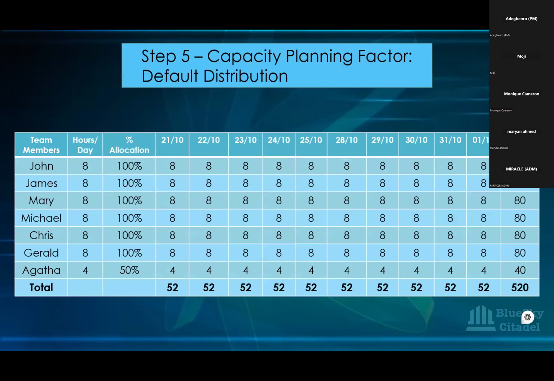So this is the 10 days that we have. We've put it all there. You can see each day, and then you have the 520 at the end, for all of them, like we've said. And for Agatha, remember, she's half, because she's a borrowed resource. So we have 4 hours for her per day for this particular team and this particular project.